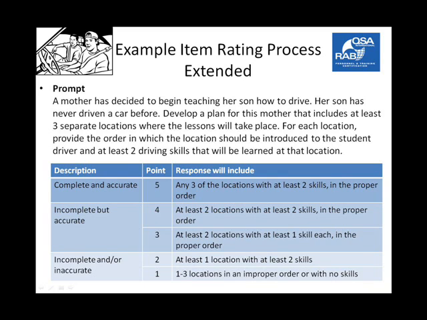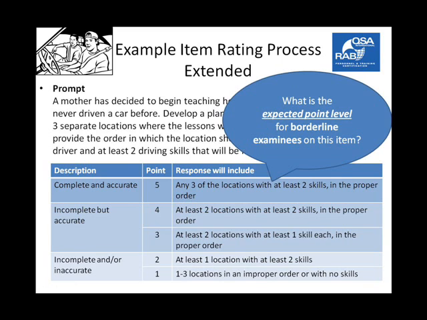Considering this item, and again the fact that this topic is part of our performance standard, which specifies that borderline examinees must know this topic, as a cut score judge, we must determine a rating in relation to this question's scoring rubric. In particular, we must ask, what is the expected point level for borderline examinees on this item?